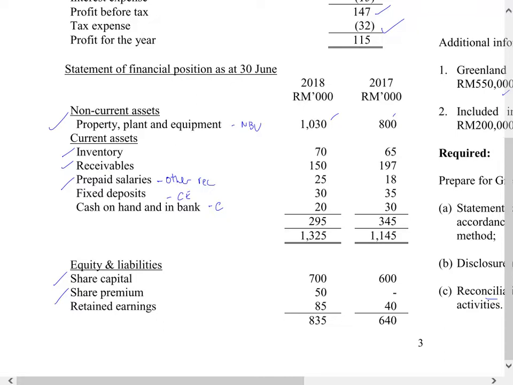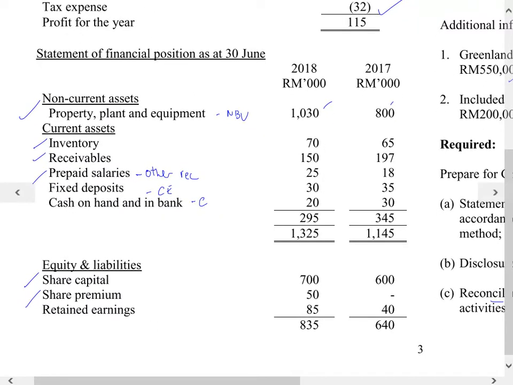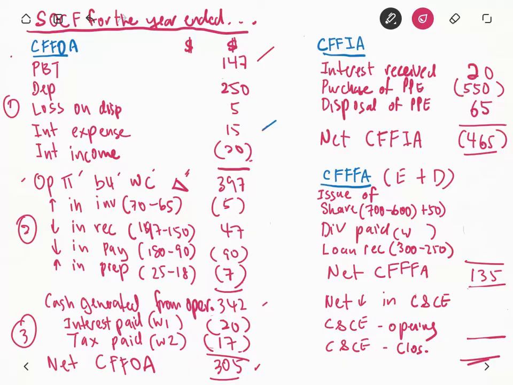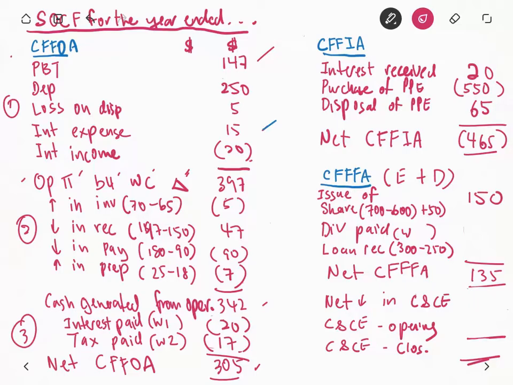Share capital, share premium, tick, tick. We do together. Share capital, share premium. Last year 600, this year 750. Increase. In or outflow? Because I sell more share, I get more money, 150. We do together. Issue of share, capital increase, share premium increase by 150. Inflow. Show the working. Capital plus premium. So this is for equity.